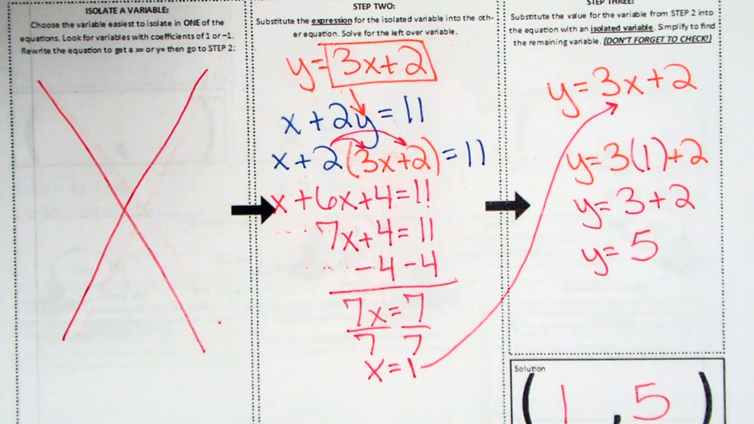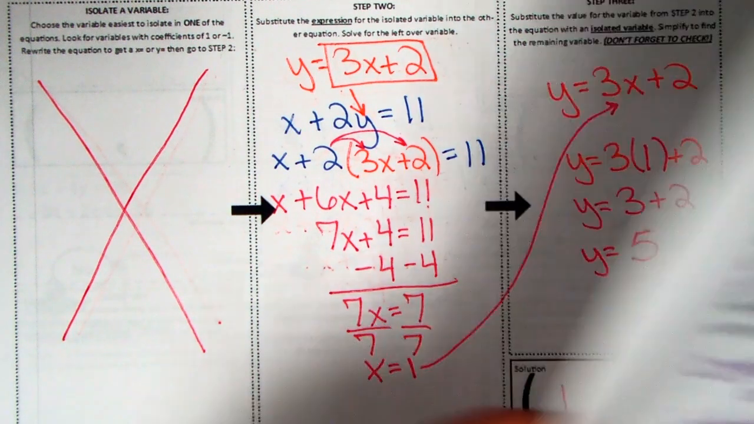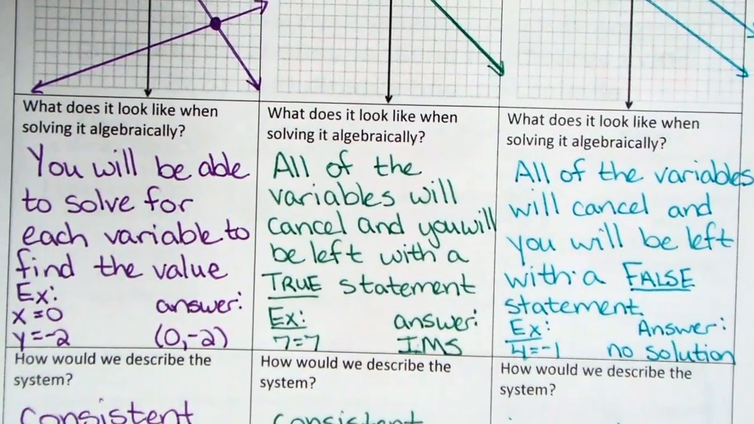Now, we talked a little bit in the last video about there being 3 ways that linear systems can have a solution. There can be one solution, it can be infinitely many solutions, or it can be no solution. This, of course, is one solution. I want you to go back to that table that we filled out, and we're going to fill out the bottom of the table now.